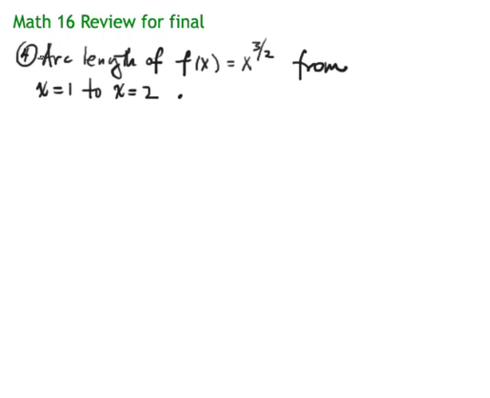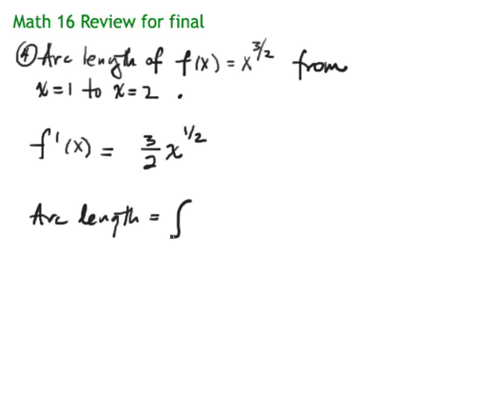Here we have a straightforward arc length. We want the arc length of f of x equal to x to the 3/2 from x equal 1 to x equal 2. All right, the formula for arc length requires f prime of x, so that's 3/2 x to the 1/2. And here's the formula.